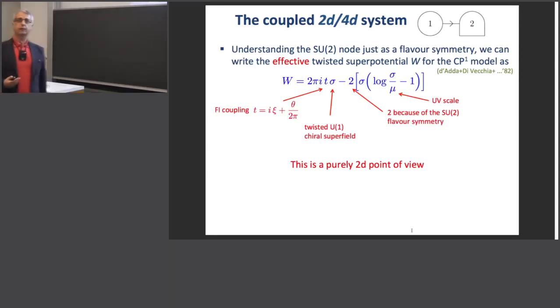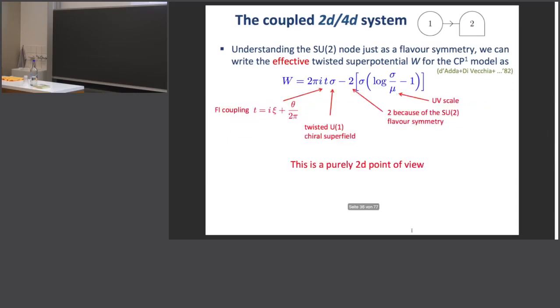So it's a result of a loop calculation. And that has the form of a sigma log sigma, which is the two-dimensional version of the more familiar sigma squared log sigma term that you usually find for the prepotential in four dimensions. Here mu is the UV scale. So this is an old result. This 2 is because you have taken the trace over the degrees of freedom of the flavor symmetry. But this is a purely two-dimensional point of view.